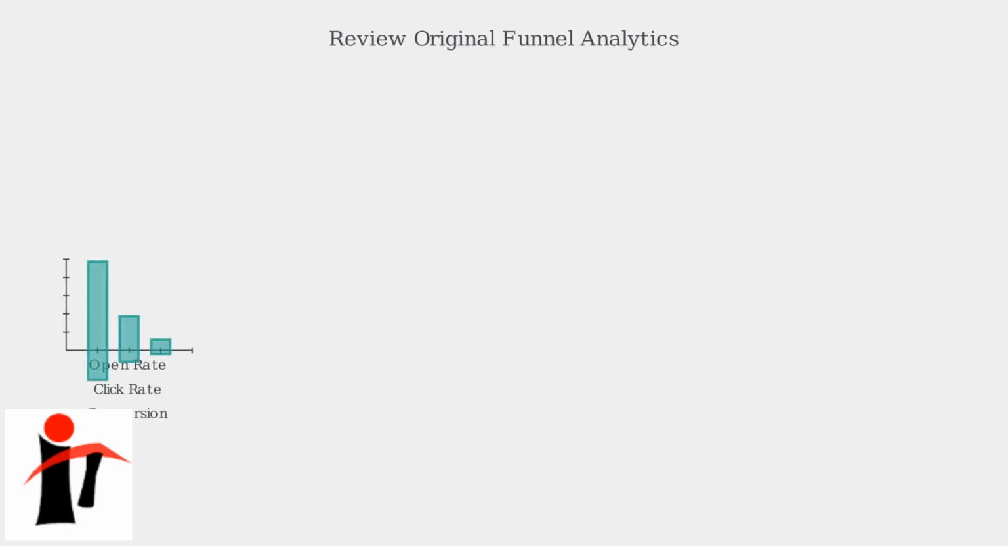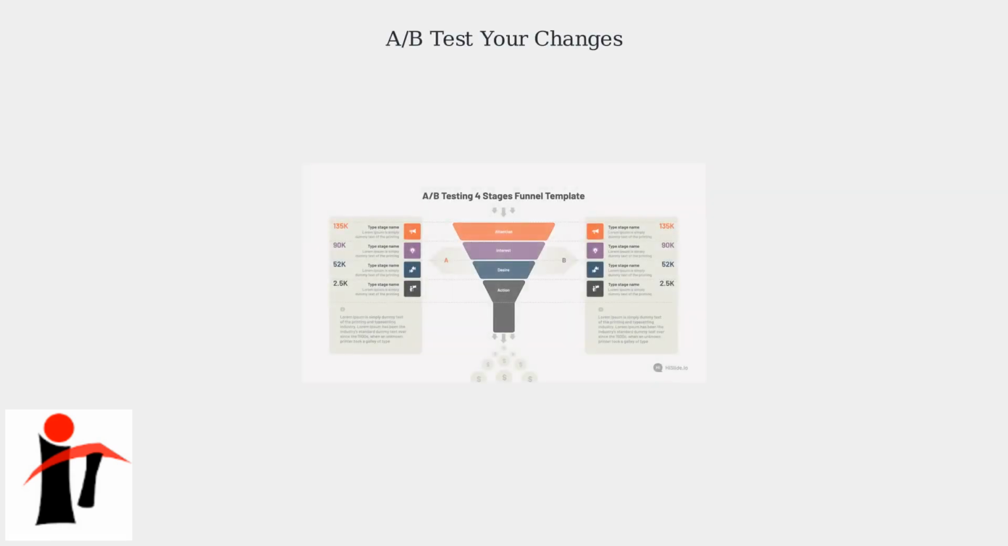Before duplicating any funnel, it's crucial to review the analytics of the original. Check key metrics like open rates, click-through rates, and conversion rates to ensure the funnel performs well before copying it. After duplicating and making edits, always conduct A/B testing to optimize performance. Compare different versions of your funnel elements like subject lines or calls to action to see what drives better results.